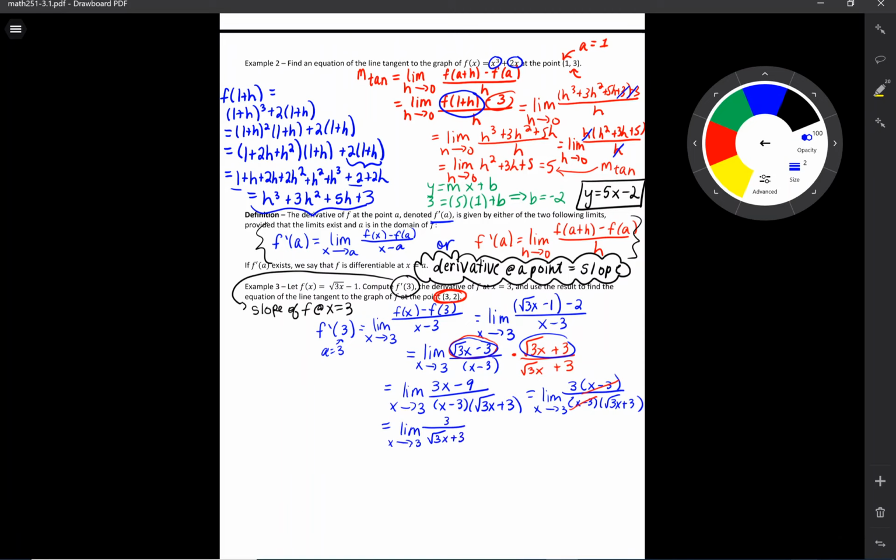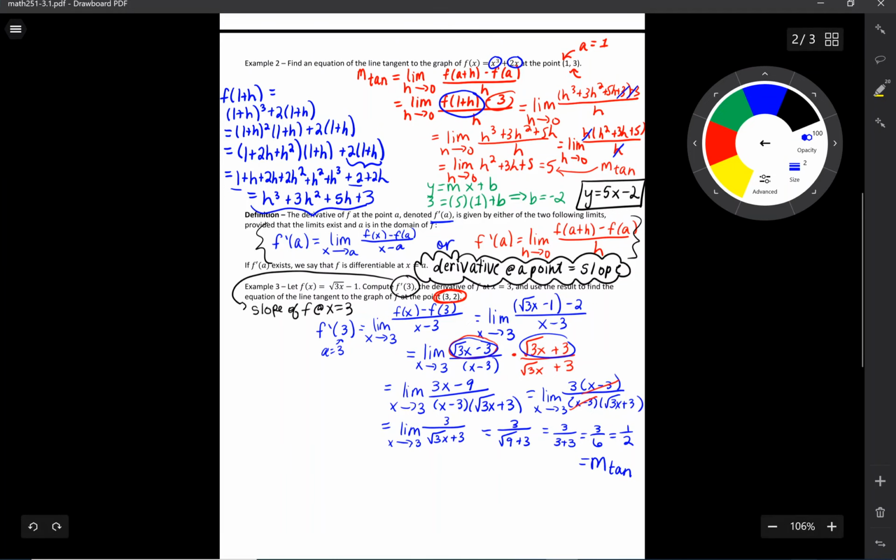And now I can plug in x equals 3 because it's no longer 0 in the denominator. When I plug in x equals 3, I get 3 over square root of 9 plus 3, which is 3 over 3 plus 3, or 3 over 6, which is 1/2. So this is, remember, the slope of the tangent line, m sub tan.